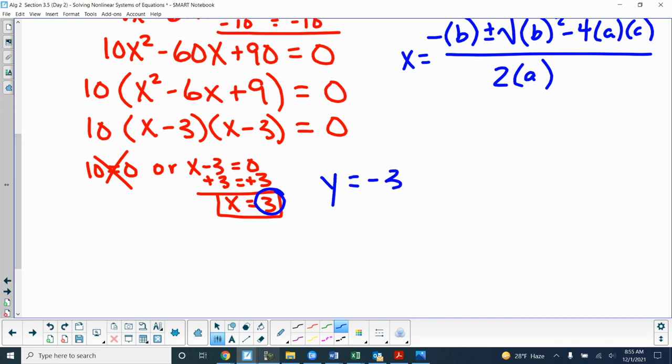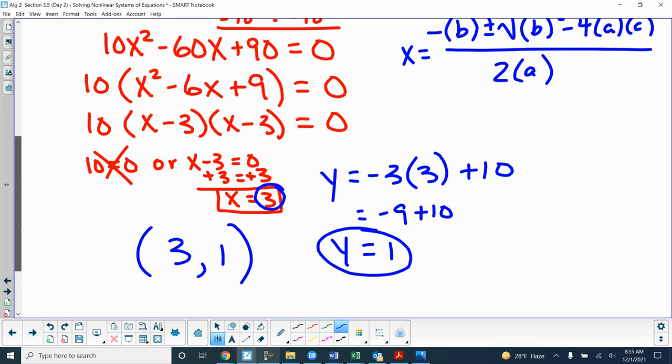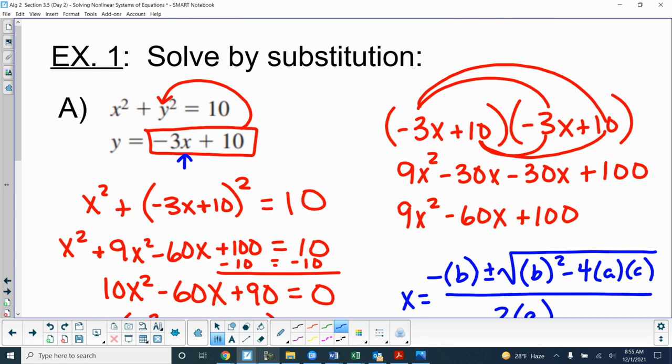So remember, it's negative 3 times x. So x is 3, and that was plus 10, wasn't it? So what's negative 3 times 3? And what's negative 9 plus 10? All right, so our answer is this ordered pair. If I put 3 in for x and 1 in for y in both equations, I'll get a true statement. Let's just check real quick. What's 3 squared? What's 1 squared? What's 9 plus 1? 10. And then negative 3 times 3, we already said was negative 9 plus 10 was 1, right? Or I basically checked it there.